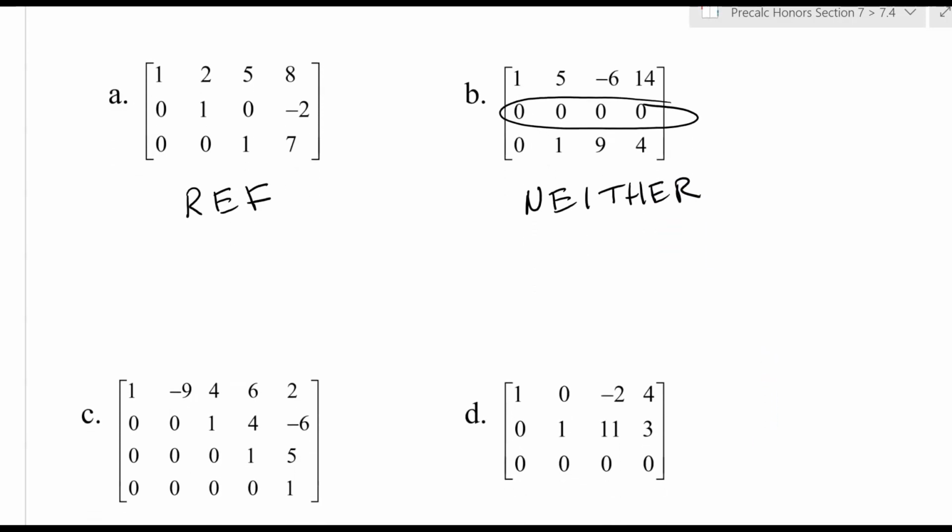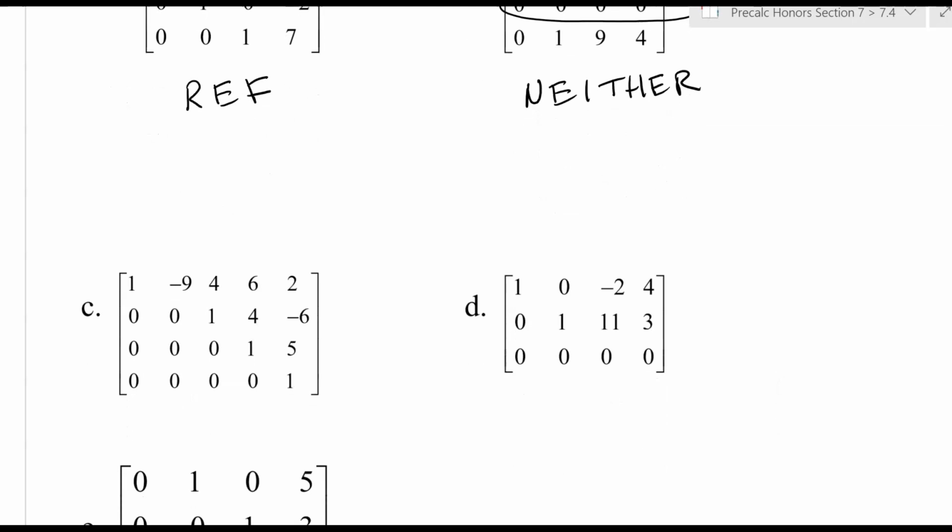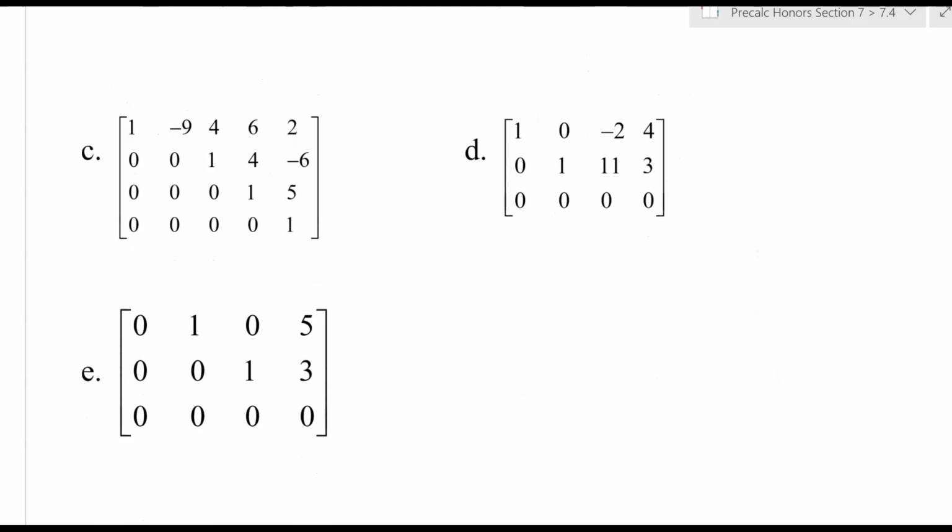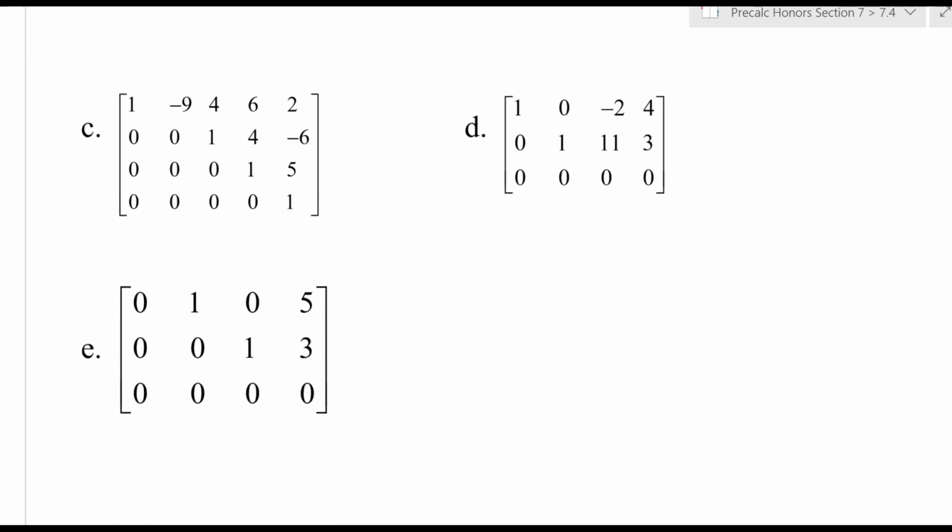And if you want to pause and see if you can figure out these last three on your own, feel free. For part C, here's a leading 1. Here's a leading 1. Everything below this is a 0, but everything above is not a 0. Here's a leading 1, and then here's a leading 1. So this one would be row echelon form only.